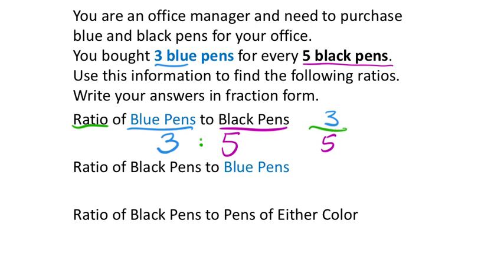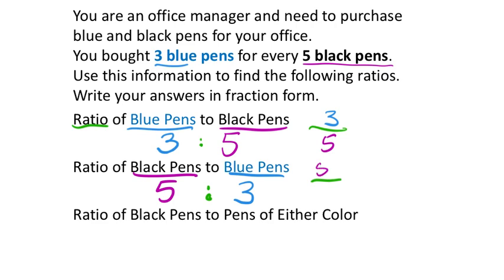Okay. The next part. Now this next one, you notice that it's using the word to, which is another way to indicate that you have a ratio. So it's kind of redundant. They say ratio and then it's black pens to blue pens. It doesn't matter. It's okay to be redundant like that. So we're going to start with the black pens, which it says that's 5 black pens purchased, to the blue pens, which would be 3. Now again, if I wanted to write it as a ratio, I would put either the word to in between, or I can put this colon in between. But again, this was asking for us to write this as a ratio fraction.